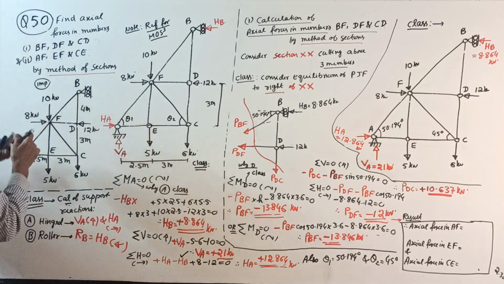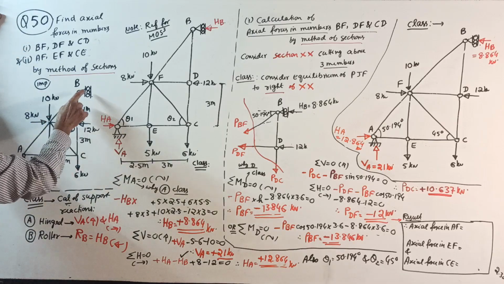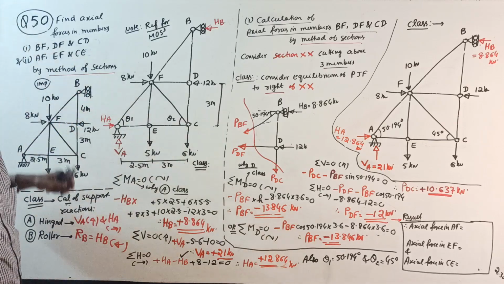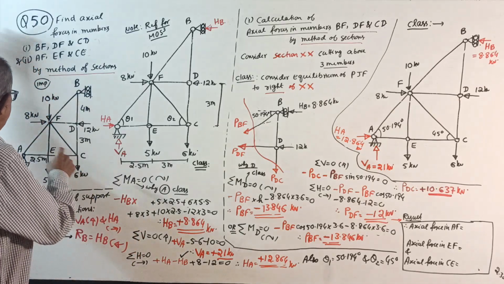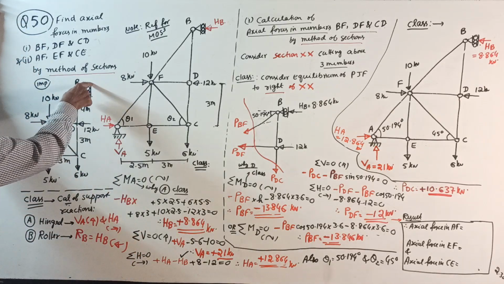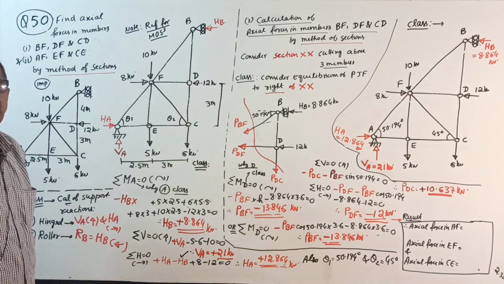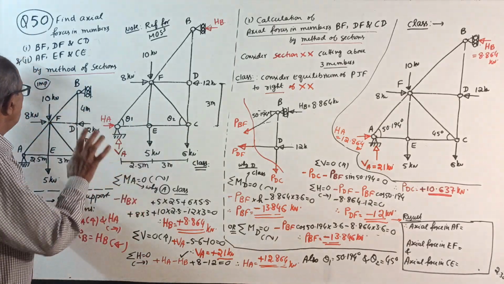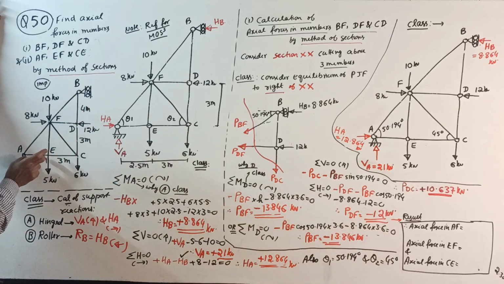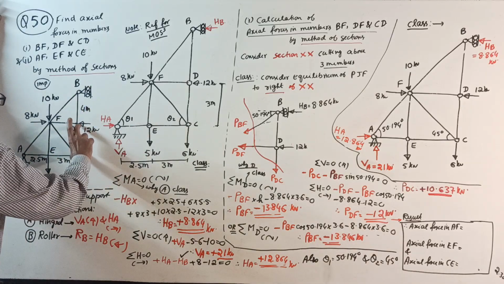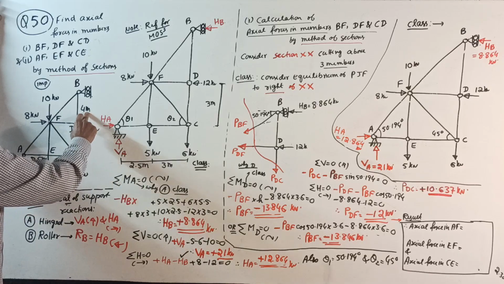Important, see. One hinge here, one roller here. So there is a slight change in the arrangement. Usually, if the hinge is here, the roller comes here. Now the roller is there. Sometimes it happens that way, be careful. Now, more important is 2.5 meter, 3 meter, 3 meter, 4 meter.